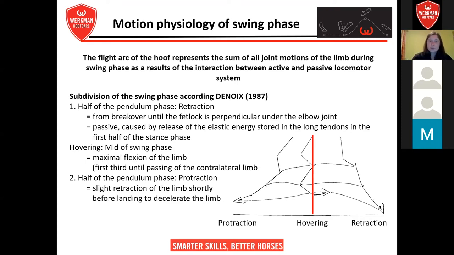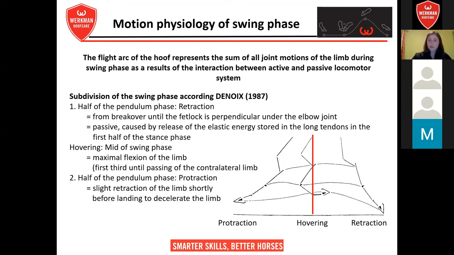And this is more or less passive, because we all know that during swing phase the fetlock is extended and all the tendons on the palmar or plantar side are under strain. So they store kinetic energy and save it as elastic energy. And in the second part of stance phase, the tendons release this energy and the limb is protracted to swing phase.